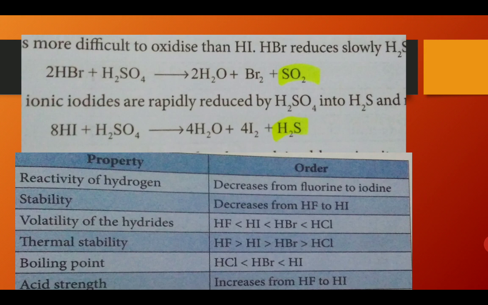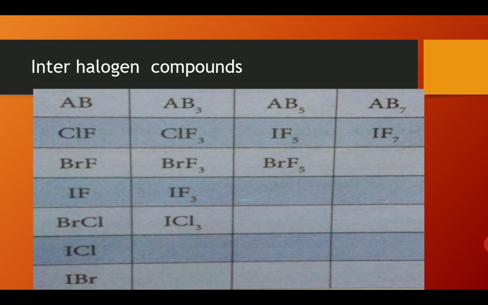Please note it down. The next heading is interhalogen compounds. So what do you mean by interhalogen compounds? There is a one sentence answer. Halogens combine with other halogens to form a series of compounds. So one halogen, that is chlorine, combines with fluorine, or fluorine combines with bromine, or chlorine combines with iodine. They form interhalogen compounds.